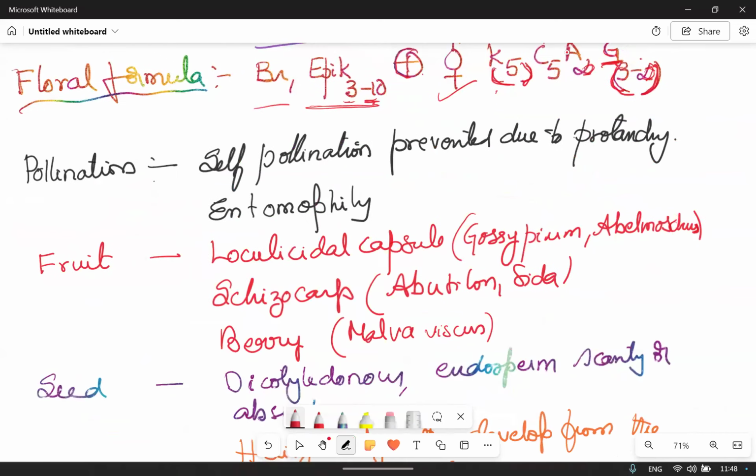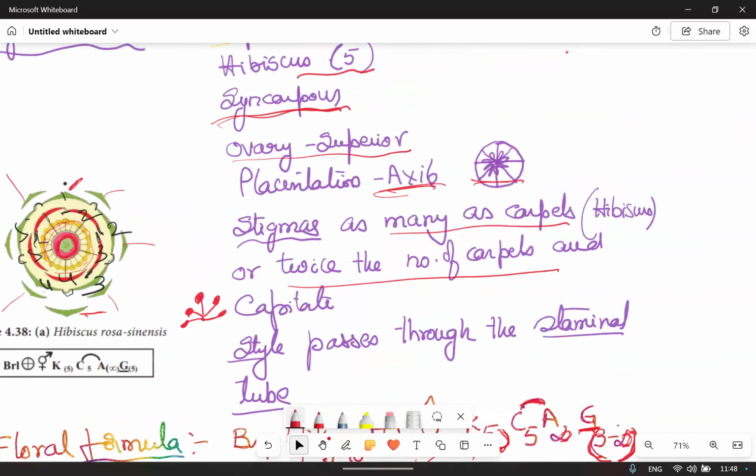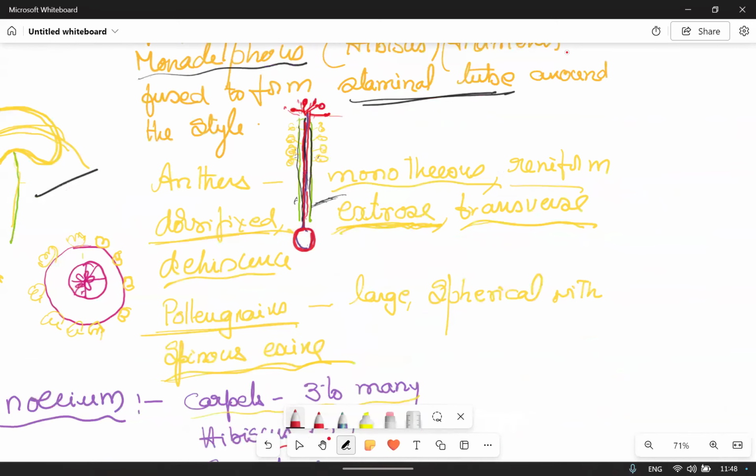Then pollination. Self-pollination is prevented due to protandry. What is protandry? The androecium matures earlier than the gynoecium. That's why there is cross-pollination only. And another type of pollination also you can observe in hibiscus. We have studied that in contrivances for cross-pollination.